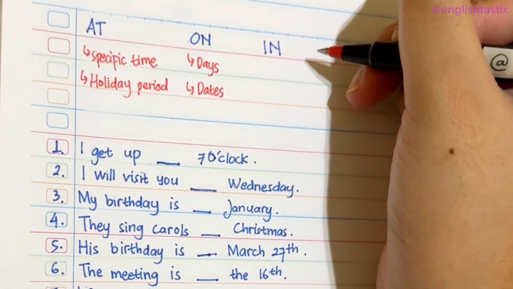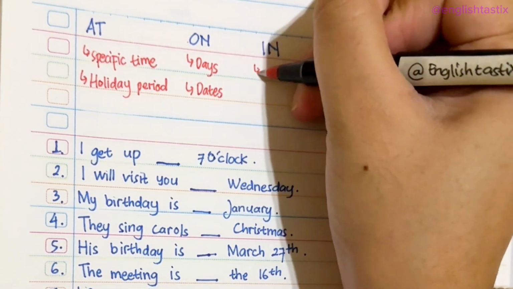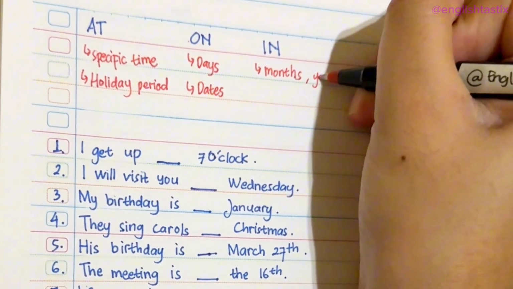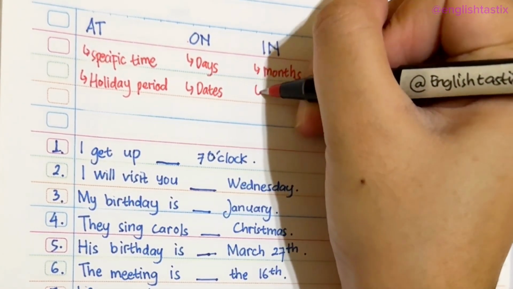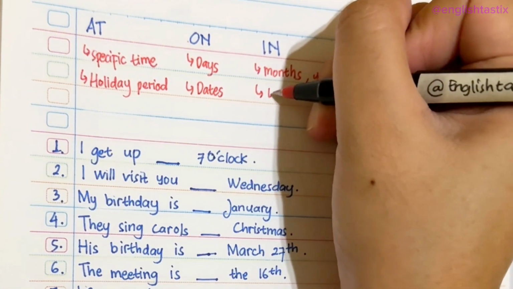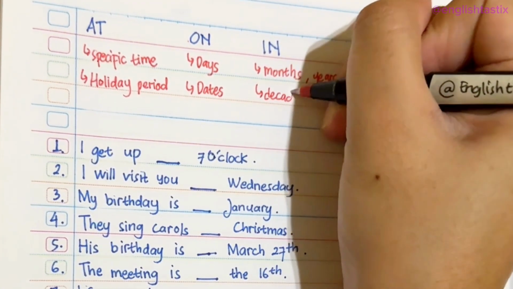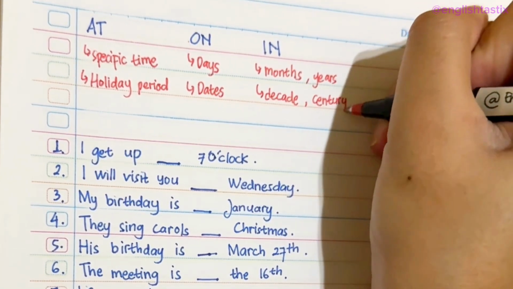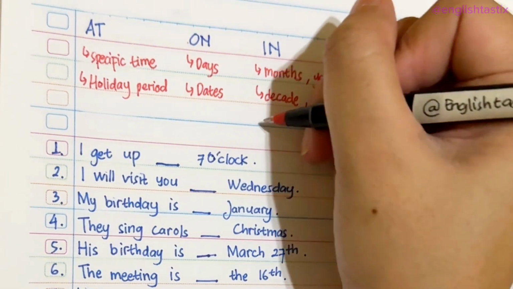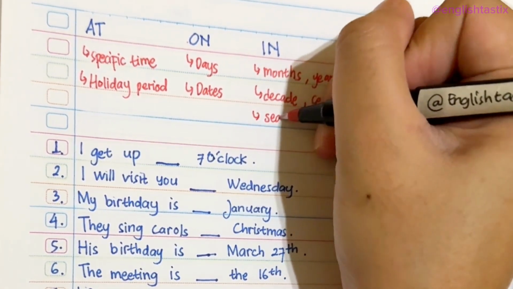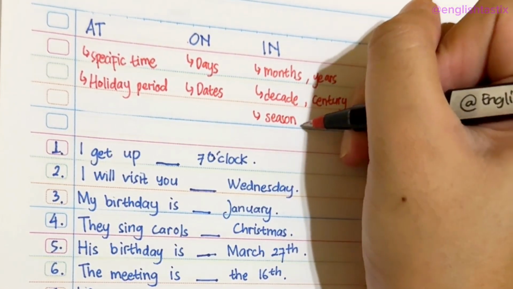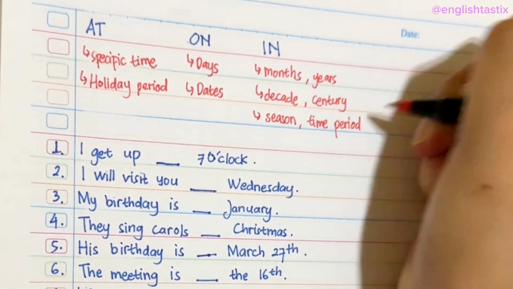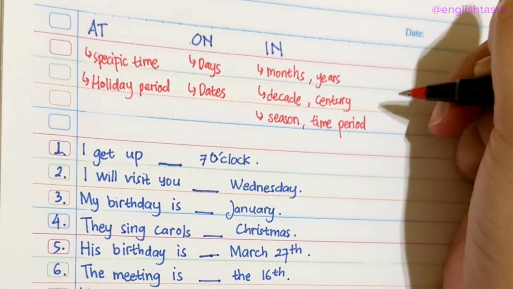Alright? Next, in. In is used for months and years, like in January, in June, in 1945, in 2024. In is also used for decades and centuries. Example, the 1960s, the 21st century. And in is also used for season, time period, like in winter, in summer, in 2 hours, in 10 minutes.